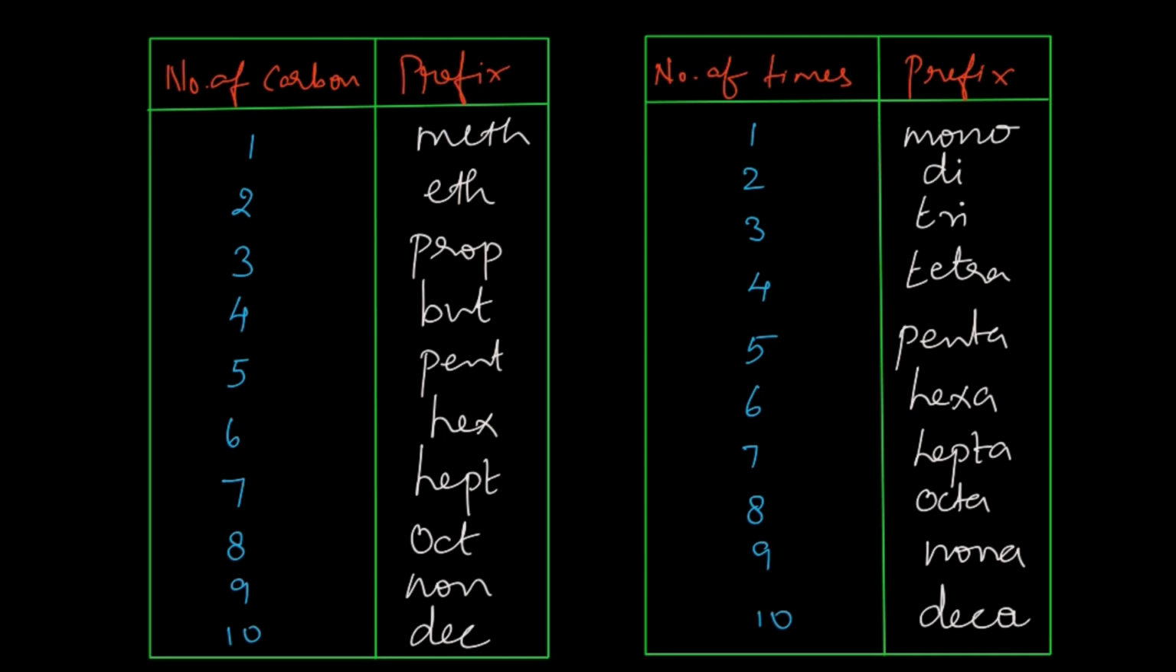I think it will be clear. If the number of carbons is only 1, it is called meth. If there are 2 carbons, eth, 3 carbons, prop, 4 carbons, but, 5, pent, 6, hex, 7, hept, 8, oct, 9, non, 10, dec. Number of times means 1 is mono, 2 di, 3 tri, 4 tetra, 5 penta, 6 hexa, 7 hepta, 8 octa, 9 nona, 10 deca. I think it will be clear.